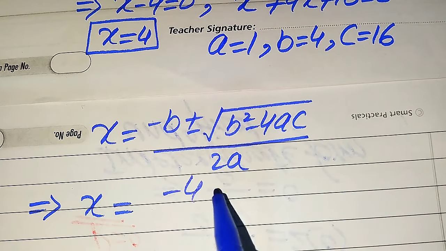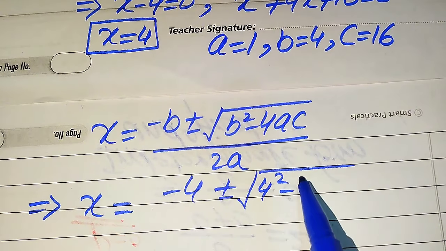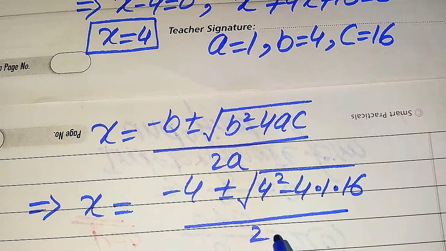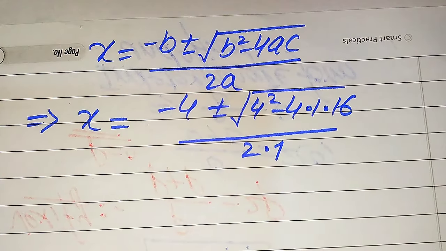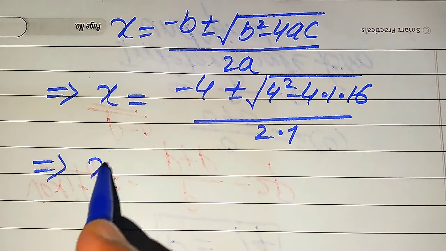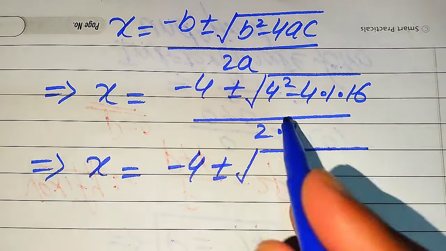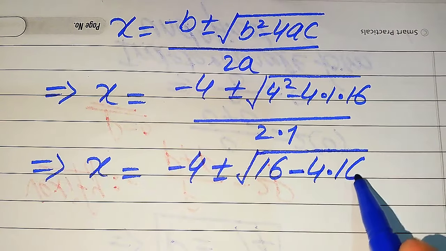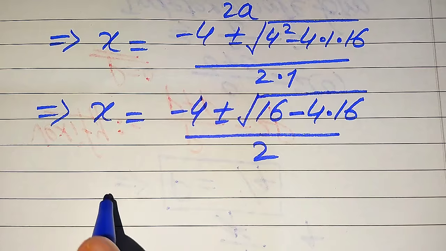The value of b is minus 4, plus minus square root of b square. B is 4 square, minus 4 times a is 1 and c is 16, and it is divided by 2 times a. So here our a is equal to 1. And further in the next step we need more simplification, and it will be written as x is equal to minus 4 plus minus square root of 4 square, and 4 square becomes 16, minus 4 times 16, divided by 2 times 1 is equal to 2.